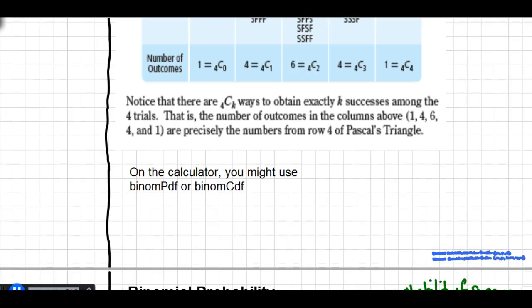On your calculator today, when we get to our formula that we're going to be learning, there are 2 commands that you may or may not be using, and those are on the TI Inspire calculator. One of them is called the binomial PDF, and one of them is called the binomial CDF. I will have instructions for you in just a minute, but first let's learn what the formula is for binomial situations.